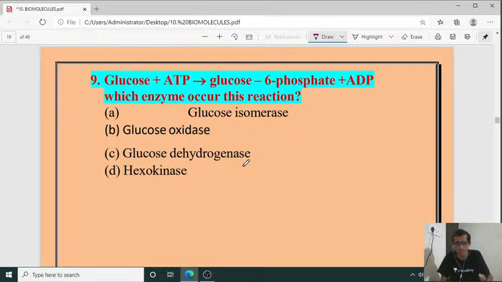Next, glucose plus ATP gives glucose 6-phosphate plus ADP. Which enzyme occurs in this reaction? So here one enzyme is there. Which is that enzyme that is involved in that process? So 9th question, it is hexokinase. Yes, sir. For this one it is hexokinase. That will convert glucose into glucose 6-phosphate, and ATP is utilized, it is converted into ADP.